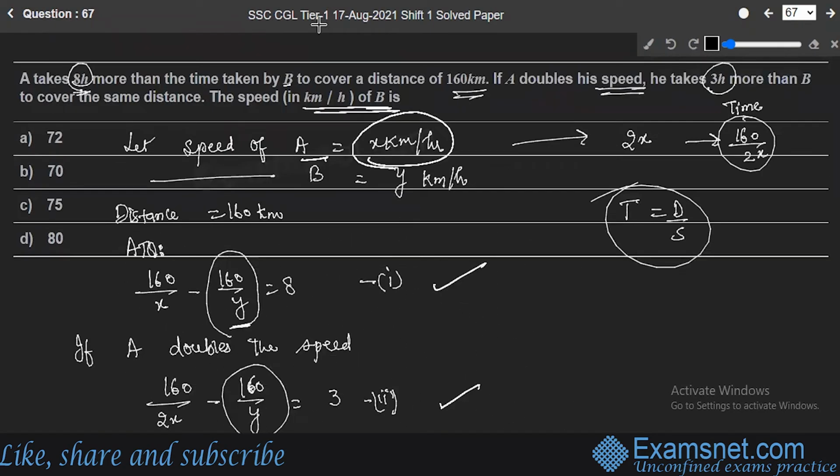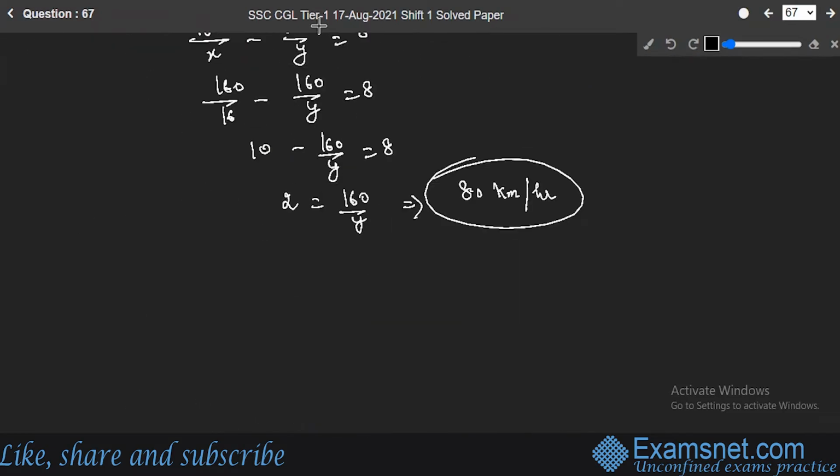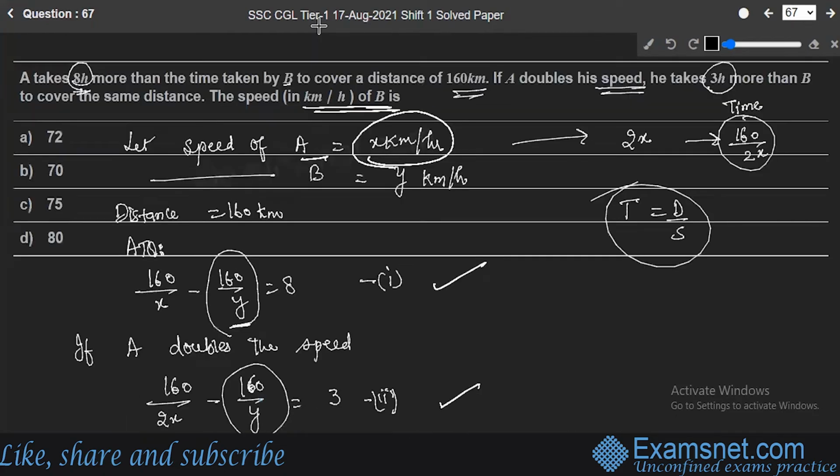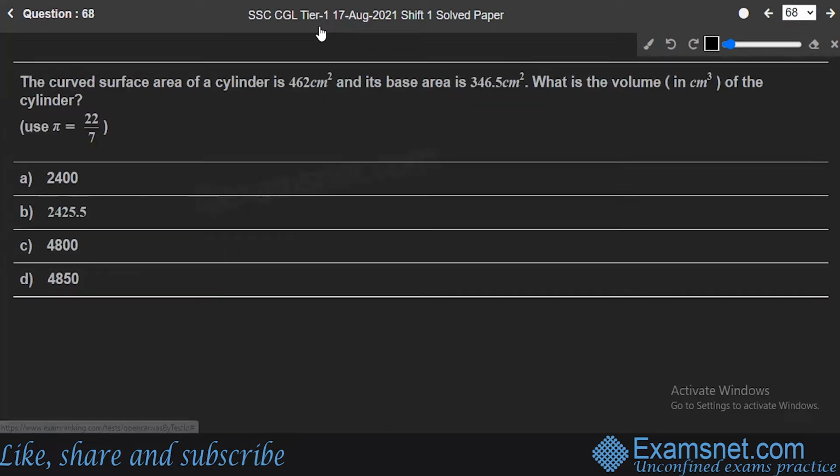Speed of Q, right? So speed of P came out to be, this is equal to y, and that's your answer, 80 kilometers per hour. Let's see. Option D is the answer to the question. Hope you're clear. Then let's move to next question, number 68.